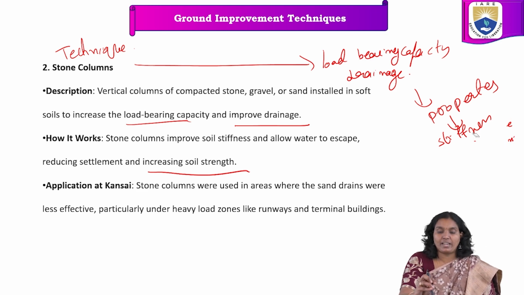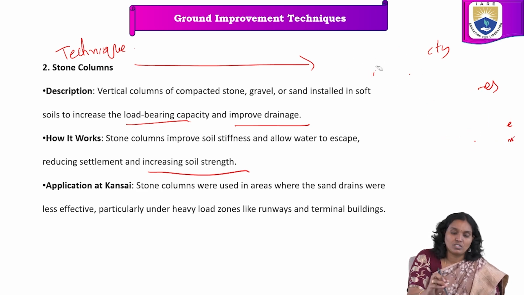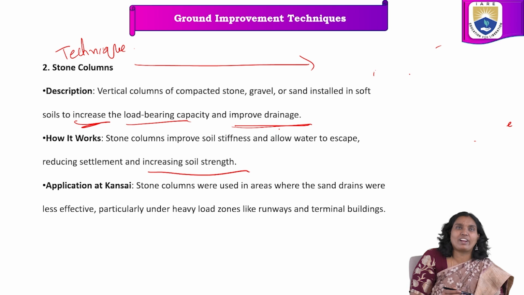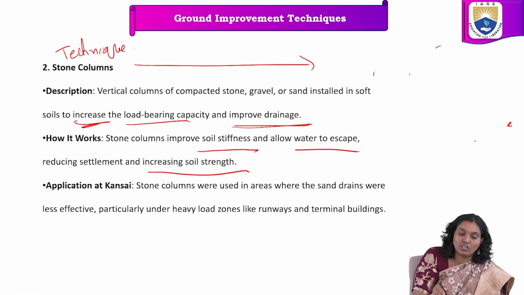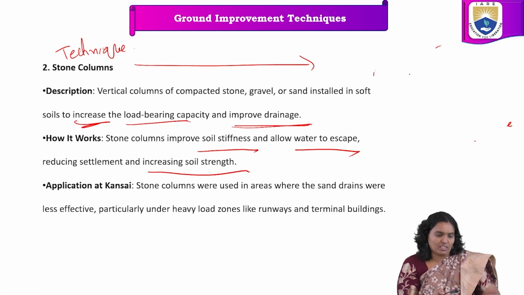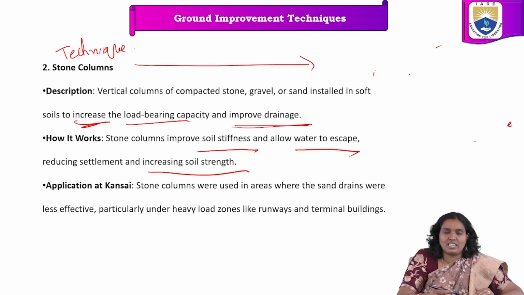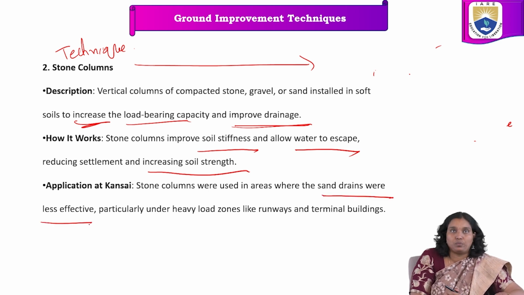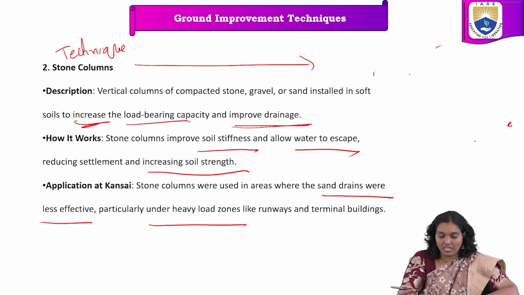So here, stone column ground improvement techniques are going to increase the load bearing capacity and improve drainage. It works by improving the soil stiffness and allowing water to escape, reducing settlement and increasing soil strength. Coming to this particular case study, stone columns were used in areas where the sand drains were less effective, particularly under heavy load zones like runways and terminal buildings.